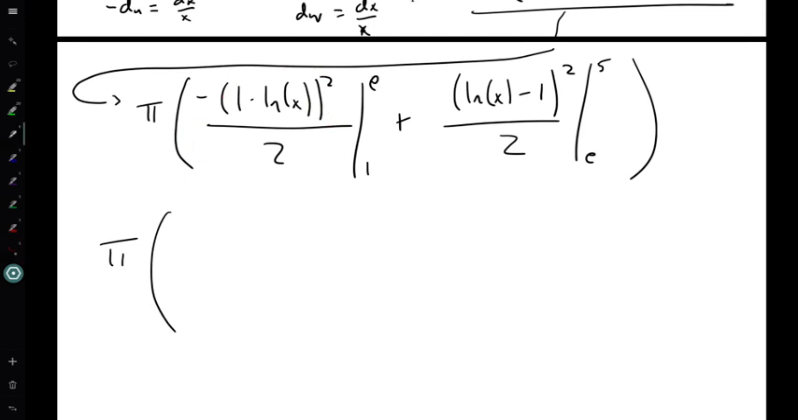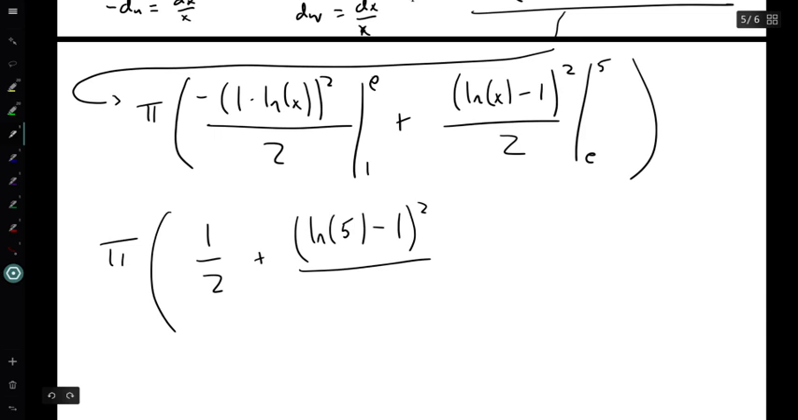Subtract the thing evaluated at 1. Well, the negatives will cancel, and I'll be left with 1 minus log of 1. Log of 1 is 0, so the numerator is just 1 squared, which is 1, over 2. So we get 1/2 for the first part of our integral. For the second part, we want to evaluate at x equals 5. I don't know what the natural log of 5 is. You can plug it into your calculator if you want a decimal. So that's natural log of 5 minus 1 squared over 2. If I evaluate at e, again I get natural log of e being 1, 1 minus 1 being 0, and so the second term is 0.